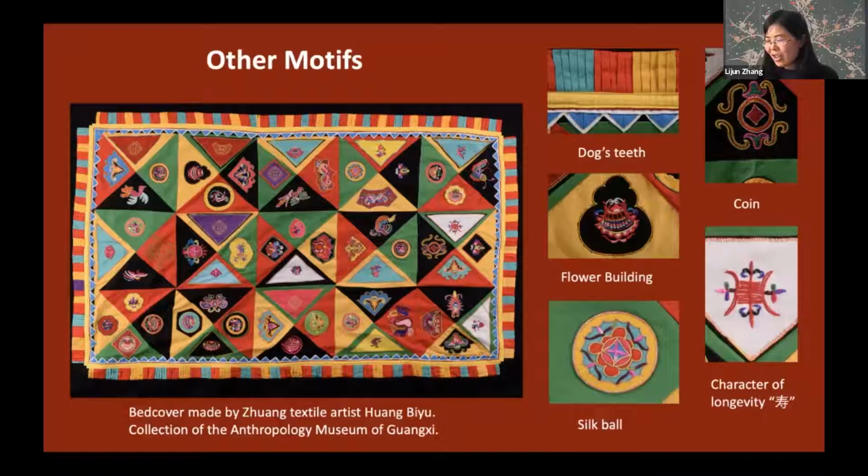Chinese characters are a design used by people across different ethnic groups. In addition to the character of longevity shown on the slide, other characters with auspicious meanings, such as luck, fu, and happiness, xi, are also commonly used in the design of quilts from Southwest China or other parts of China, especially the character of happiness, xi. It's often used for quilts made as wedding gifts. It's also a common decoration for wedding ceremonies.